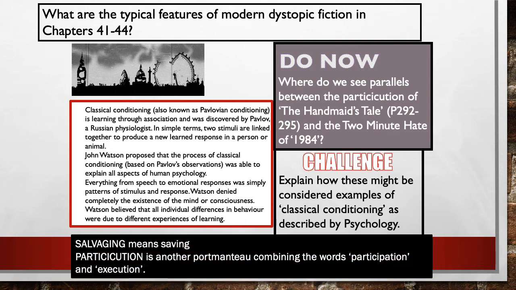Just a bit of guidance here. We have discussed before this word salvaging, which is a neologism. It's one of the kind of words that Atwood creates for the purpose of her story, and it means literally saving in anybody's world in the dictionary. Particution is a completely made up word that won't be found in the dictionary, but it's another one of those portmanteau words, and it combines these two words, participation and execution. So you may want to think about that as well. Press pause to have a go at this do now, and press play when you're ready to move on.